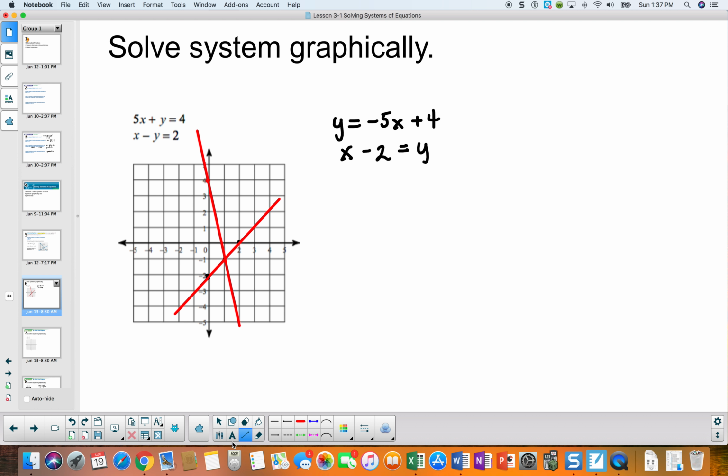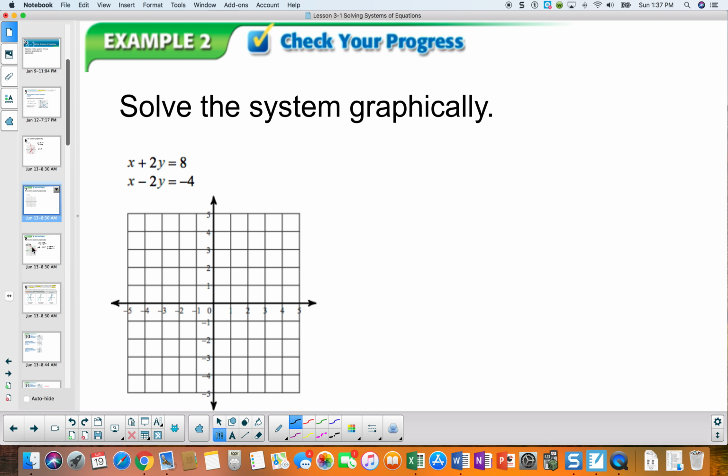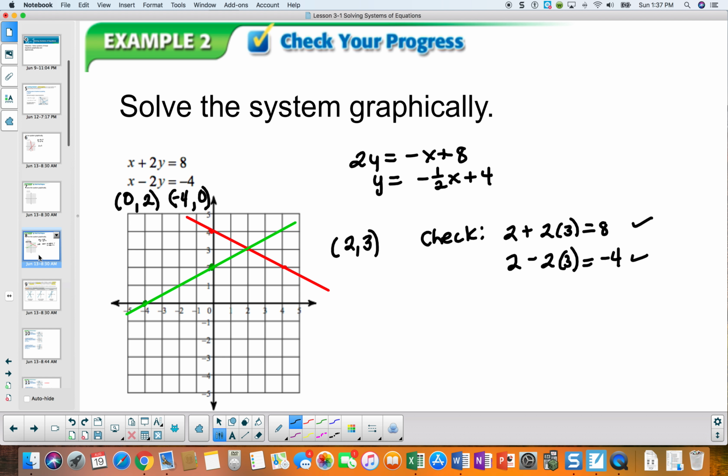And the answer is (1, -1). And you can double check your work by substituting in here to see if you get the correct answer, and then substituting in here. All right, your turn. Please pause and do the problem. And here's the answer.